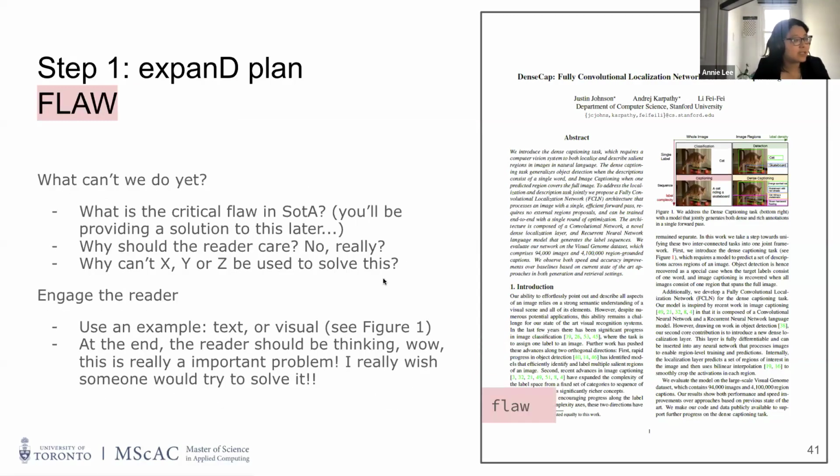Now that you've stated the state of the art, next you want to talk about the flaw. What can't we do yet? What is the critical flaw in the state of the art? And this flaw has to match: here's the problem, and here's my solution. Here's the research question, here's the research answer. You point out the question, you point out the problem, and then you come and offer the solution.